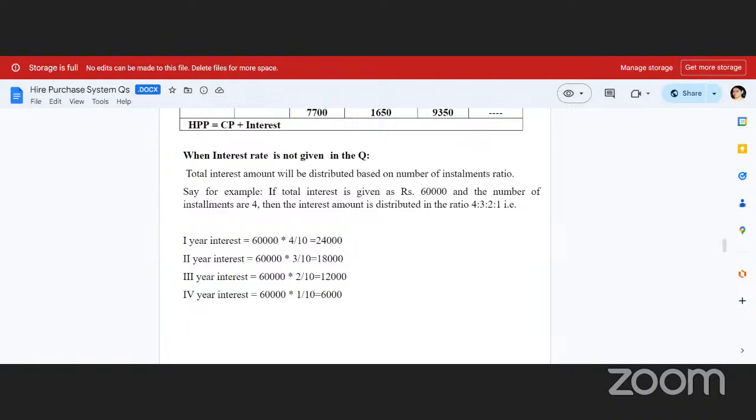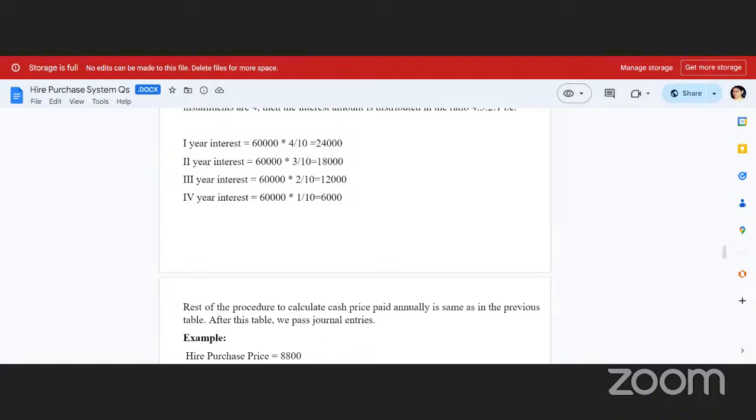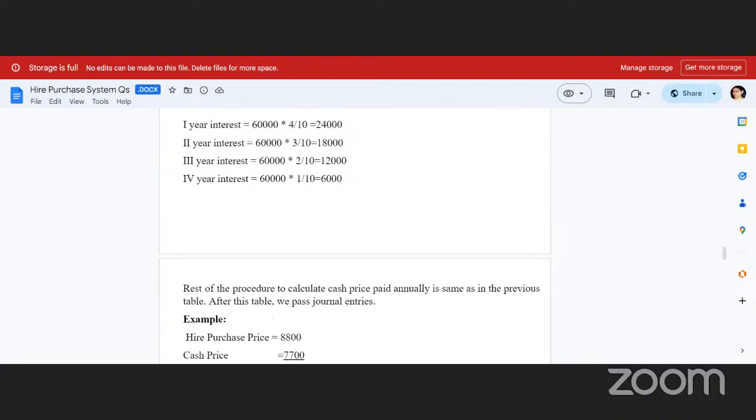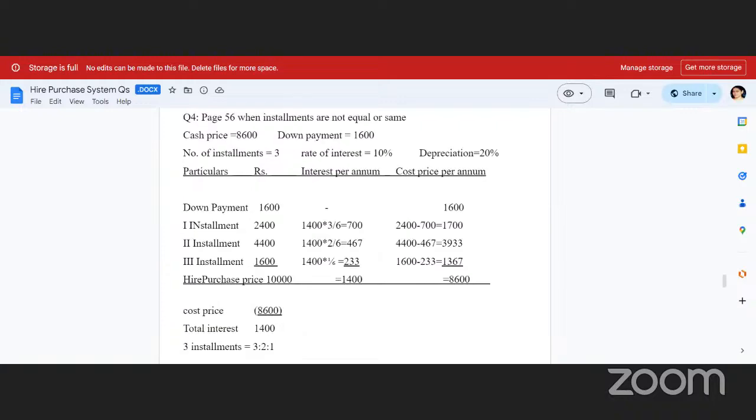So first year interest amount is 60,000 into 4 by 10. Second year total interest amount into 3 by 10, because the second year ratio is 3 by 10. Third year total interest amount into 2 by 10, because the third year share is 2 by 10. Fourth year is 1 by 10, 60,000 into 1 by 10. Like that, you get the interest paid in every installment. The rest all as usual.